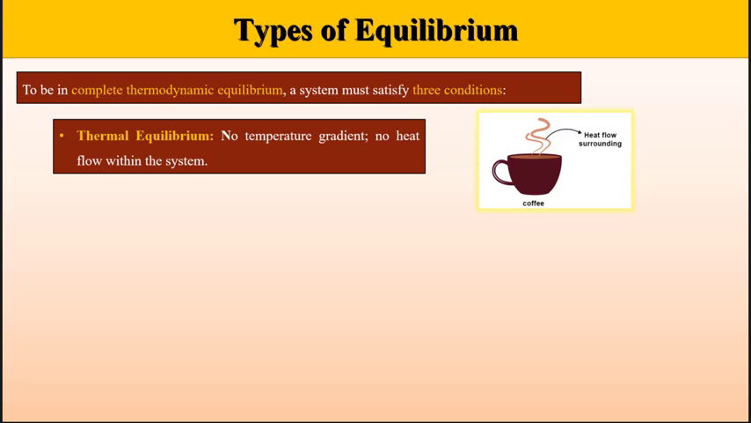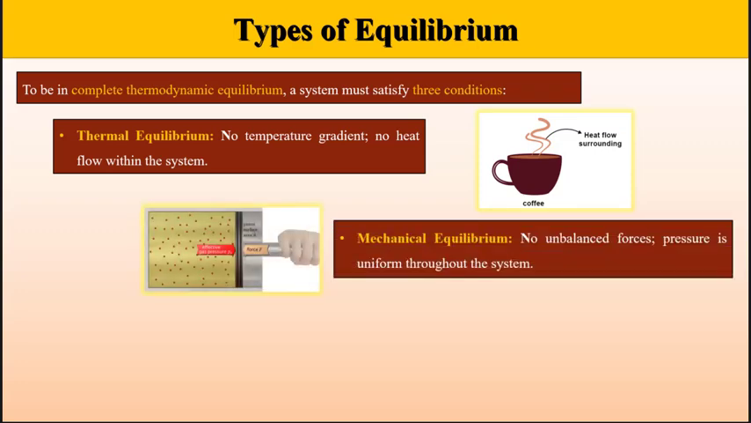Thermal equilibrium. This occurs when there are no temperature gradients, meaning heat does not flow between parts of the system. For example, a cup of hot coffee left in a room will lose heat to the surroundings until it reaches the same temperature as the room, achieving thermal equilibrium.